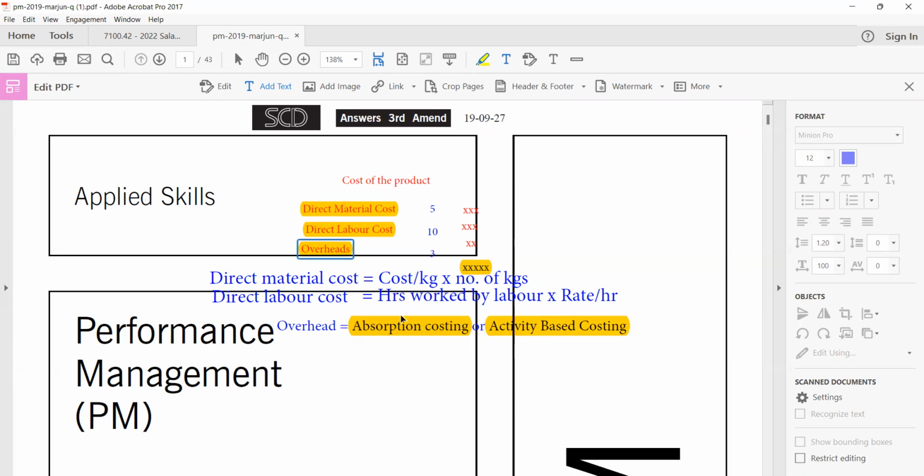So for overhead, we use absorption costing or activity-based costing to determine that, right? We have worked through absorption costing and activity-based costing. If you just joined the session, you need to know that the first topic which has been covered, you have to cover through the recorded session. And the only thing I will assist you with is that whilst you use the recorded session, if you have any challenge or any question, feel free to ask. If I need to provide a 20-30 minute Zoom session to explain to you, I'm more than ready to assist.